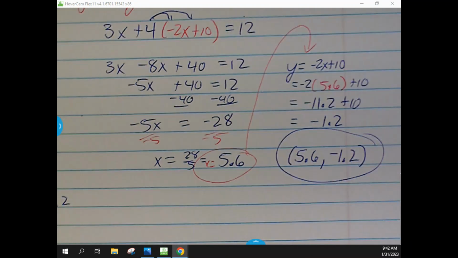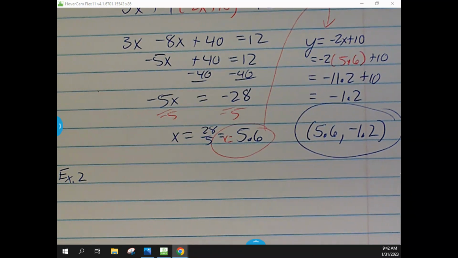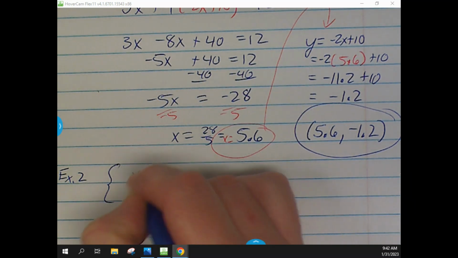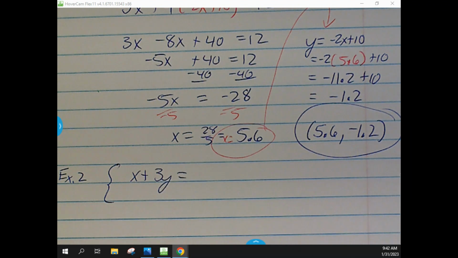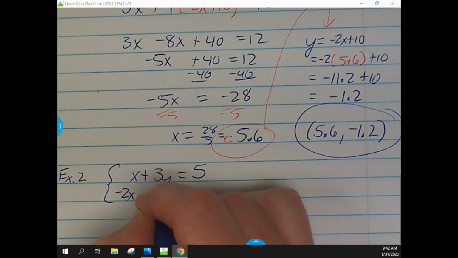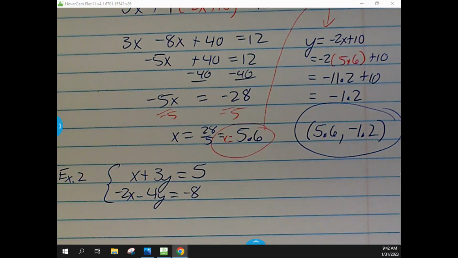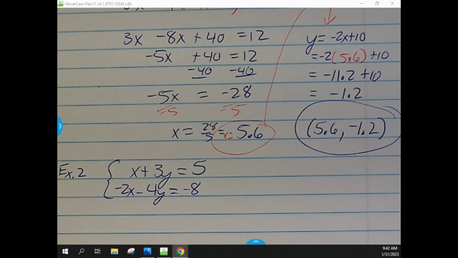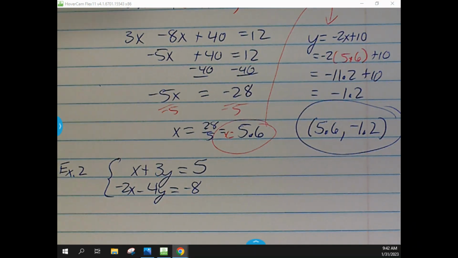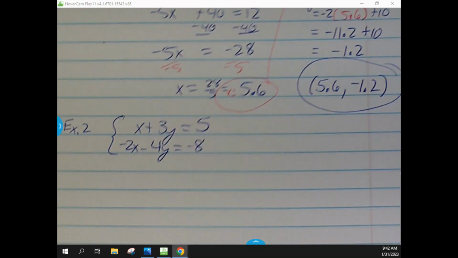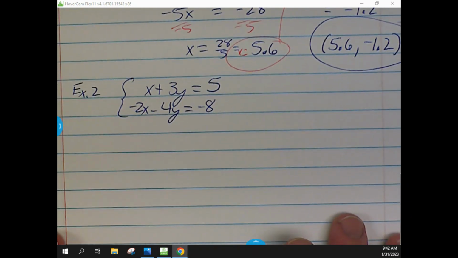All right, so for example 2. We got x plus 3y equals 5. And then negative 2x minus 4y equals negative 8. Okay, so we're going to use substitution, but then as soon as we get finished with substitution, we're going to redo the problem with elimination. And then that way you can kind of look at the two and see which one you think is easiest and then go with that one. Because some of the questions will say pick whichever method you want to pick, so you actually get to choose which one you think is best.